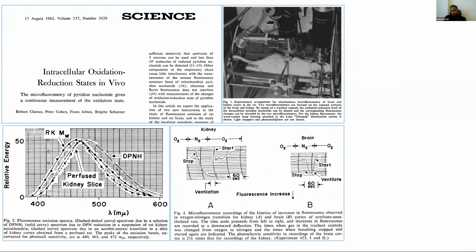So that gives an idea that these measurements based on optical properties of these molecules can probably be used for looking at metabolic changes. So this is both in kidney and brain. And you can see there's a ventilation period, and then the start signal, the intensity goes up.